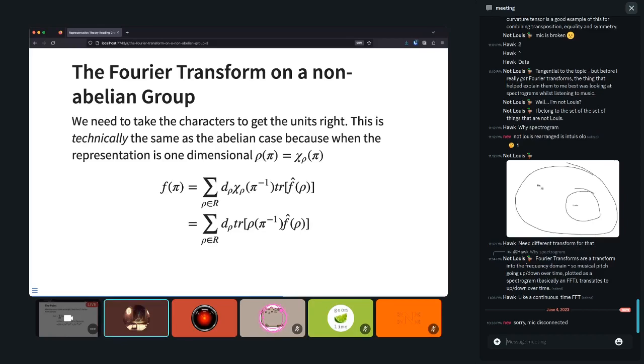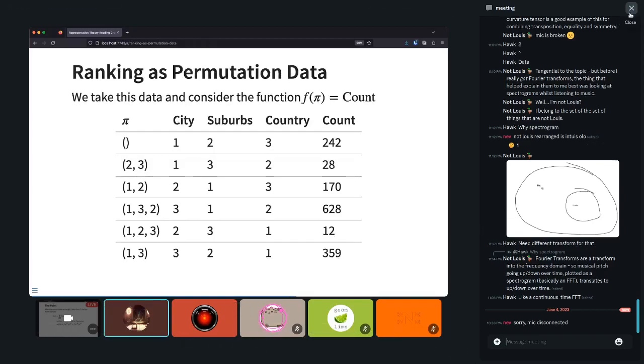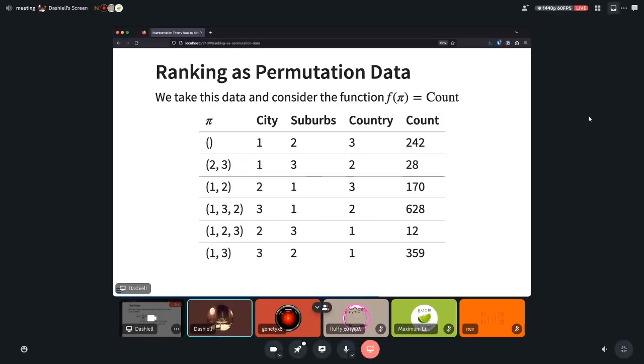Oftentimes the irreducible representations are almost like frequencies that will encode interesting things, making things about the group or about the function more clear. And so I just wanted to run quickly through an example.